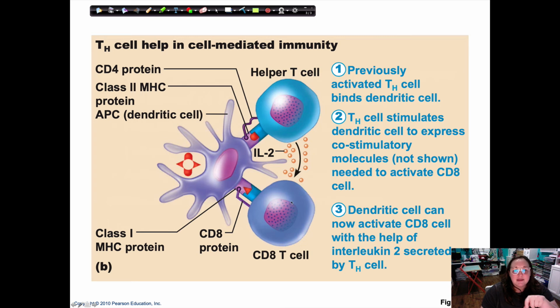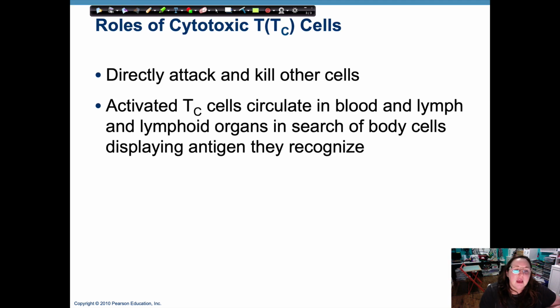That is co-stimulation. So now the helper T cell will produce cytokines, which tell the CD8 cell to start dividing in response to this dendritic cell. Again, this CD8 cell is a cytotoxic T cell and can directly begin killing these bad cells that have the antigen infected inside of them. So CD8 cells, or cytotoxic T cells, directly attack the cells.